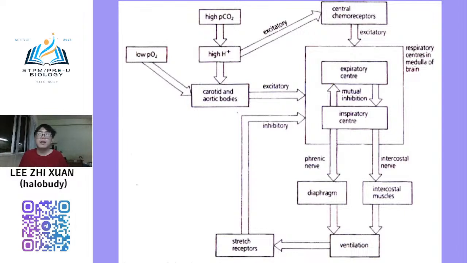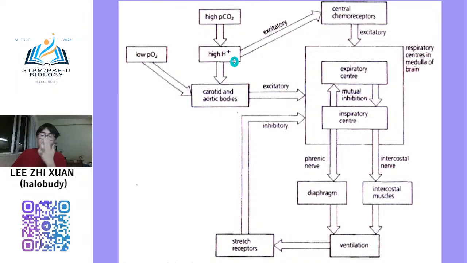How does the breathing rate occur? Because you need to increase the rate of gaseous exchange. You need to increase your respiration rate also. If your respiration rate, your breathing rate, is not increased, how can it do the highest gaseous exchange, right?